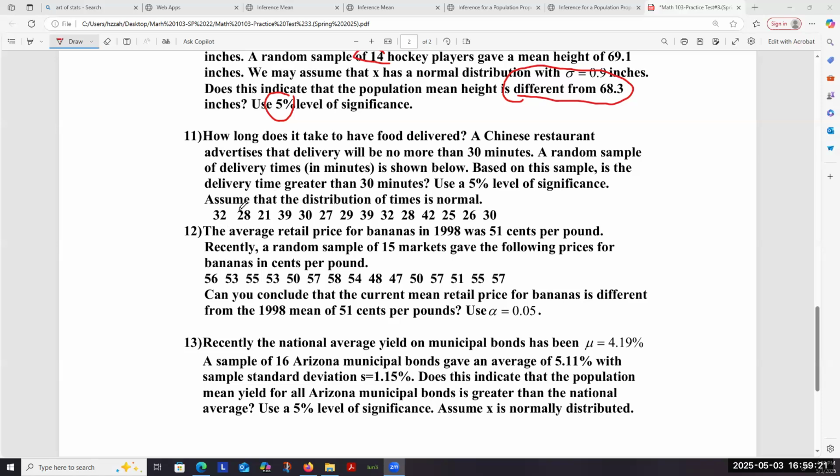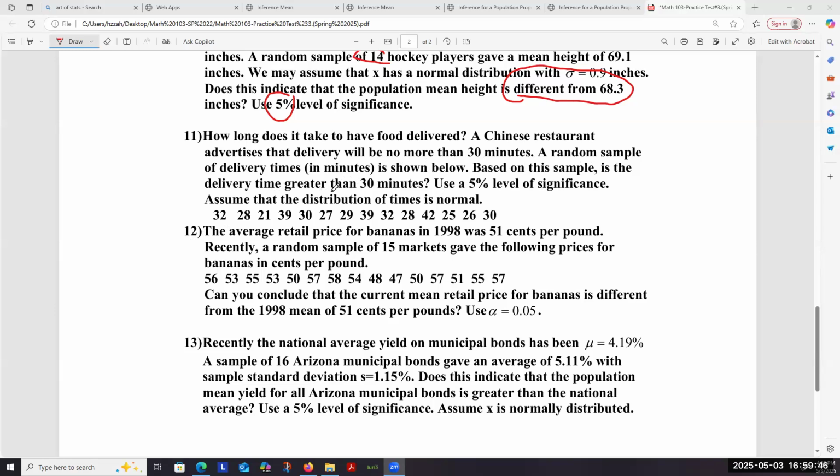How long does it take to have food delivered? It's about delivery from a Chinese restaurant. A Chinese restaurant advertises that delivery will be no more than 30 minutes. So they claim that they are going to deliver your food in less than 30 minutes. So we want to check it.